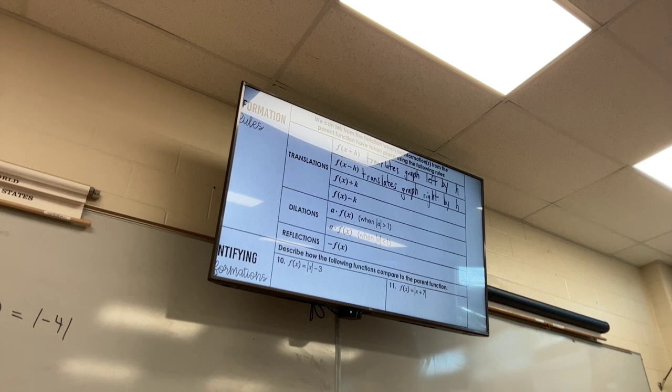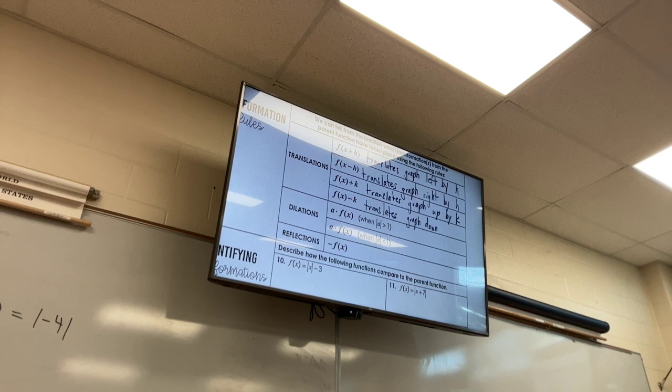Alright, and then notice the difference here. When I add k, that k is not inside my parentheses next to x, or inside my absolute value bars. It's going to be outside my parentheses or outside my absolute value bars, okay? So that plus k, when I do a plus k outside my parentheses or absolute value bars, is going to translate my graph up by k. Likewise, minus k is going to translate my graph down by k.